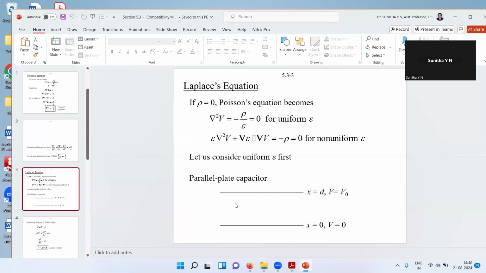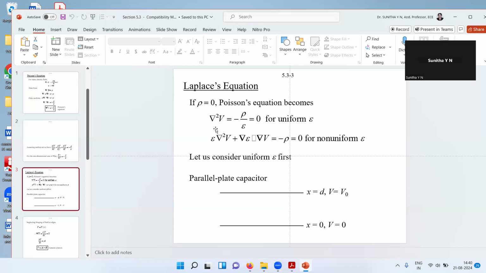Next, we have the Laplace equation. We will get the Laplace equation from Poisson's equation by substituting rho is equal to 0. What does it mean? We are going to assume that in a closed surface, there is no charge. If there is no charge enclosed by the closed surface, then rho will be 0. That is what we call a Laplace equation. So we equate rho is equal to 0 in Poisson's equation. Then you will get del square V is equal to 0. And this is what we call the Laplace equation.